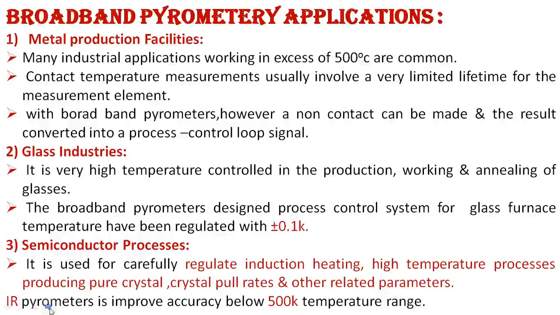Second one is the glass industry. It is used for very high temperature control in the production, working and handling of glass. With the broadband pyrometer, process control systems for glass furnace temperature have been regulated to plus or minus 0.1 K. Semiconductor process: it is used to carefully regulate induction heating, high temperature processes producing pure crystal, crystal pull rates and other related parameters. The IR pyrometer improves accuracy below the 500 Kelvin temperature range.